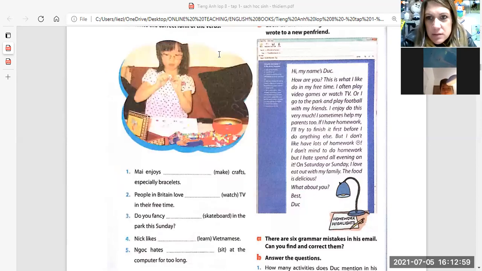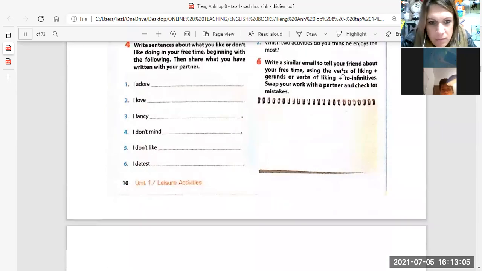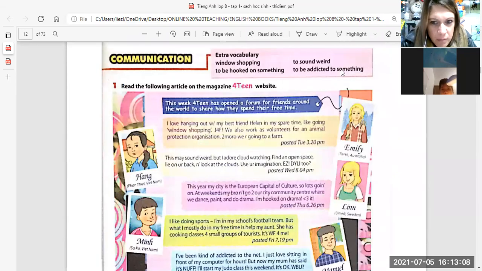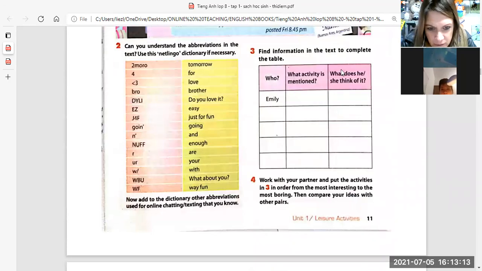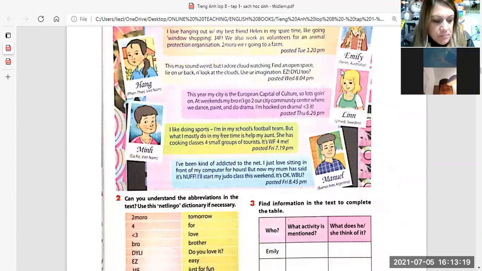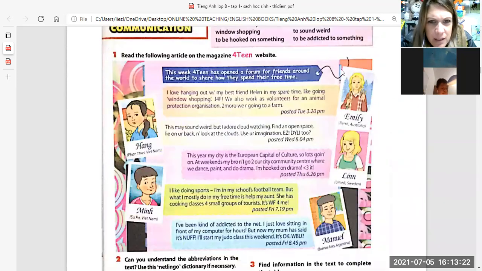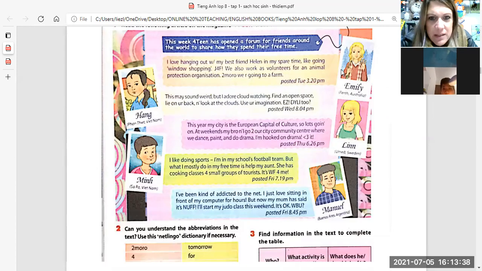Okay. Let's go here. Okay, communication. Let's see if we can go up to page 11. And then we have to do the writing. Okay, now extra vocab. Read the following article on the magazine 14 website. This week, 14 has opened a forum for friends around the world to share how they spend their free time. Okay, let's read here.